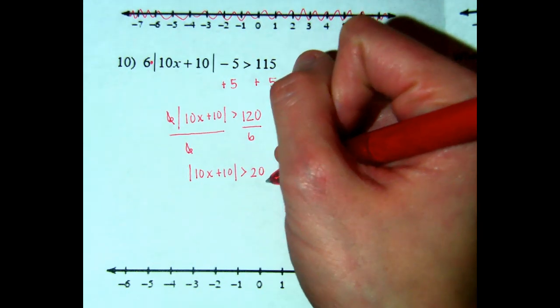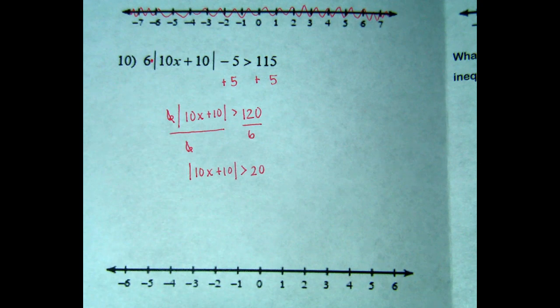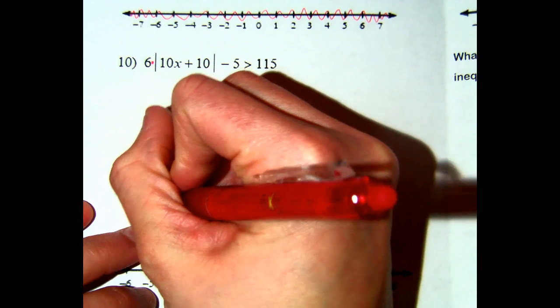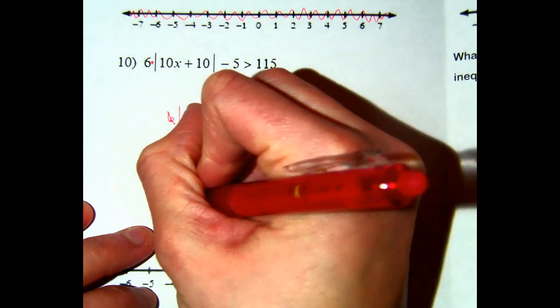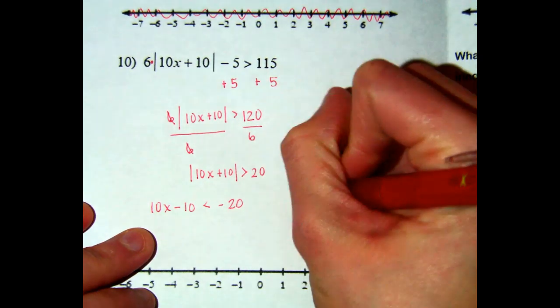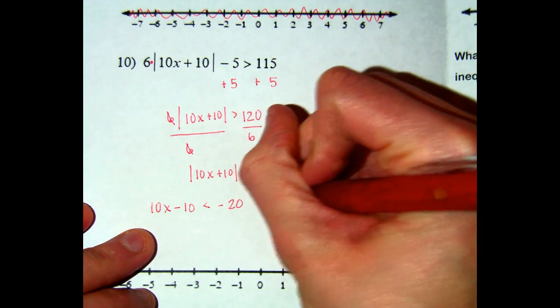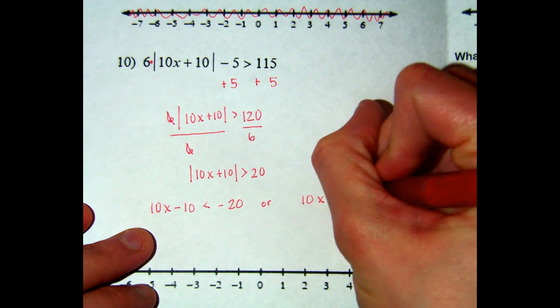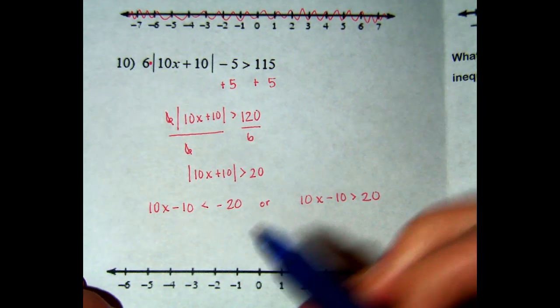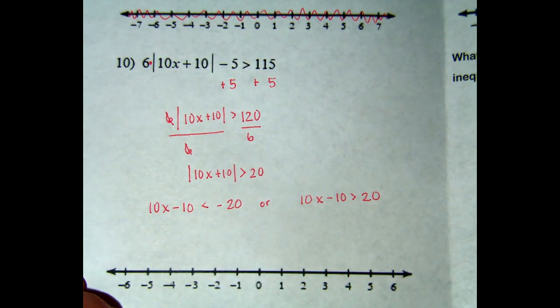Now I've got one that I can set up again. So from part 1, we had those steps that we're going to do. We first isolated the absolute value. That is done. Now we're going to create a compound inequality. And we have greater, which means we're going to use or. So we're going to have 10x minus 10 is less than negative 20, or 10x minus 10 is greater than 20. And then we're going to solve each of these and graph it on our number line.